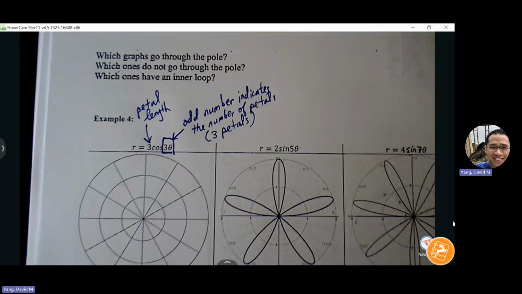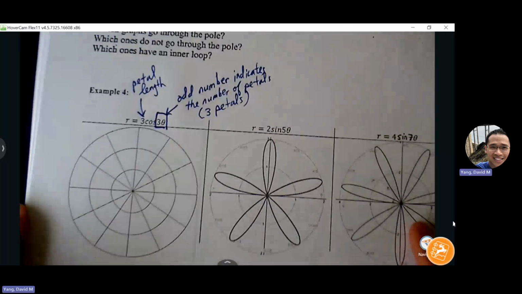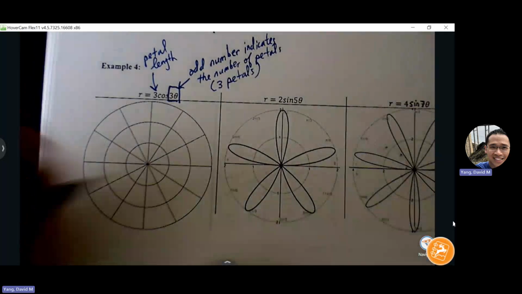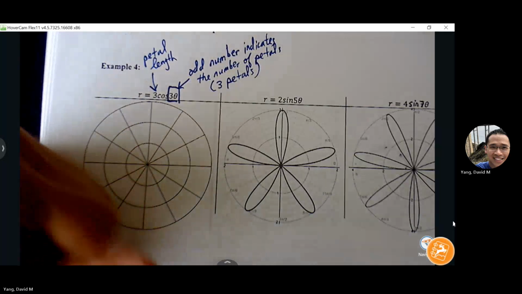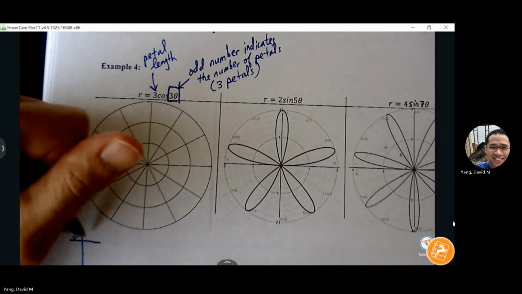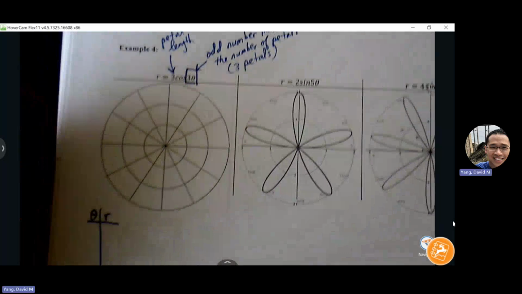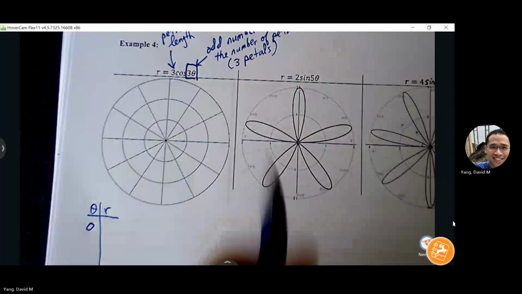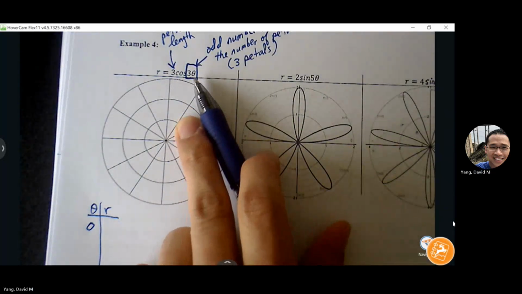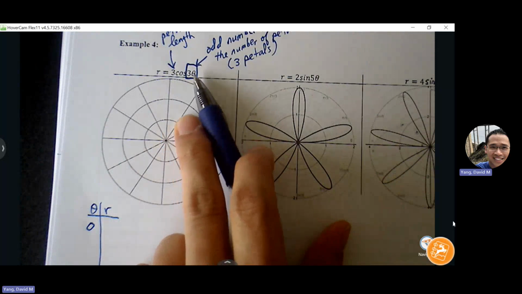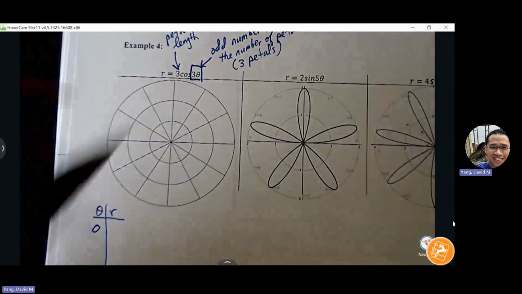Okay, so let's see how this graph plays out when we start sketching it. Again, I'll start at 0. So 0 in for theta. 3 times 0 is 0. Cosine of 0 is 1. 1 times 3 is 3.